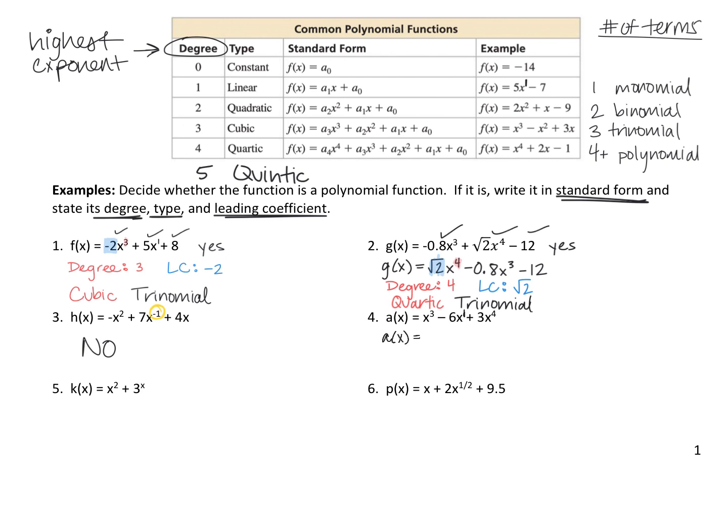The highest exponent goes first, so 3x to the 4th plus x to the 3rd minus 6x. My highest exponent is a 4, which means it has a degree of 4. My leading coefficient, the first term, is 3.